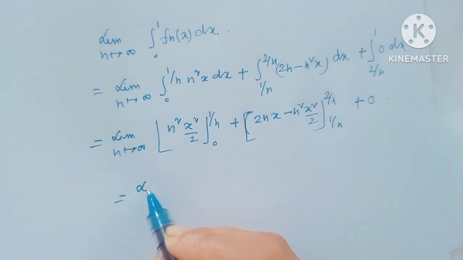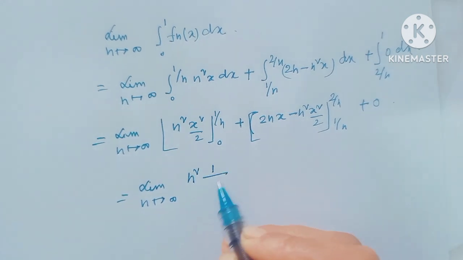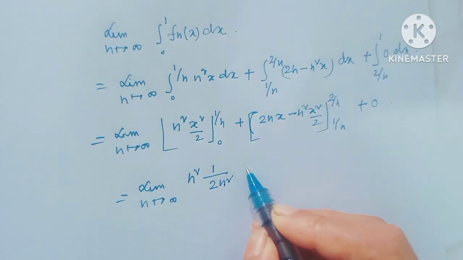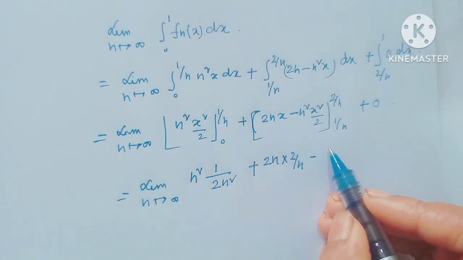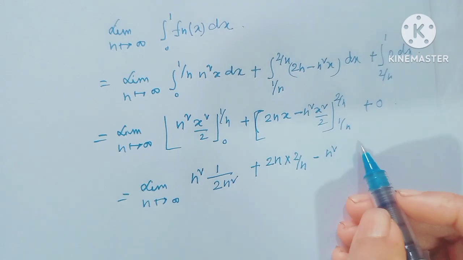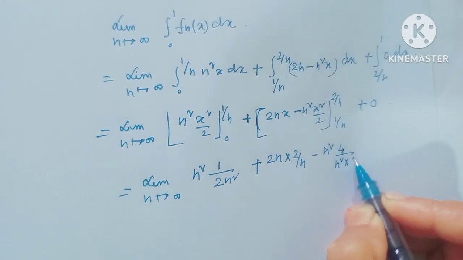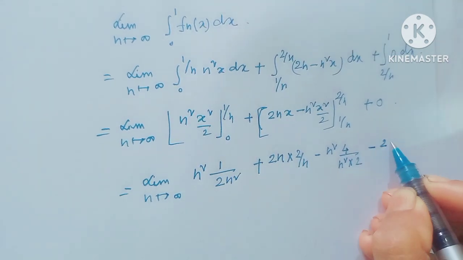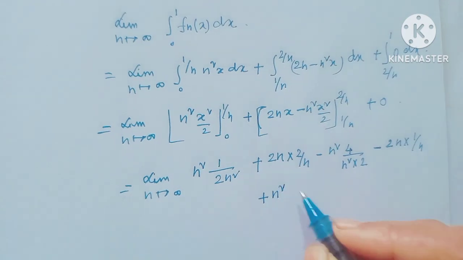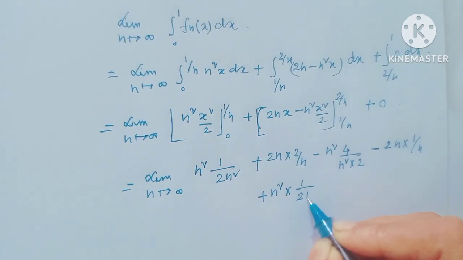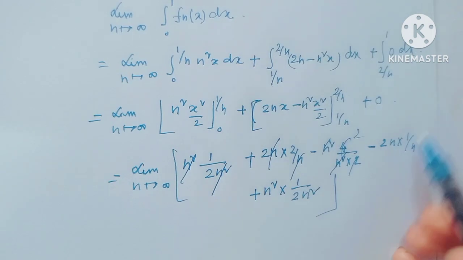Then this value is the limit as n tends to infinity of n square times 1 over 2n square, plus 2n times 2 over n minus n square times 4 over n square by 2, minus 2n times 1 over n plus n square times 1 over n square by 2, and this value is, just cancel this part.